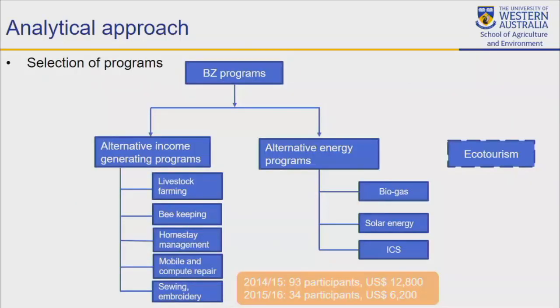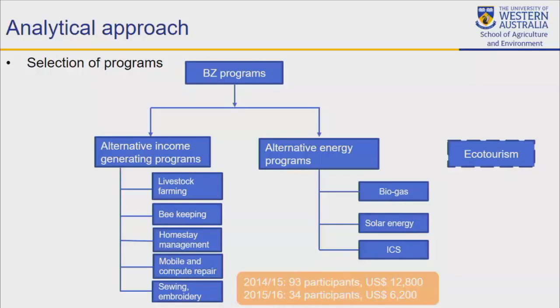So how do we select the programs? For this, we compile the list of programs from the annual reports of the national park that are mainly aimed at providing alternative income or diversifying income generating activities to the buffer zone communities, and providing alternative energy sources to the households in the buffer zone communities. We selected those programs where a substantial amount of fund has been allocated every year and a large number of people participate.